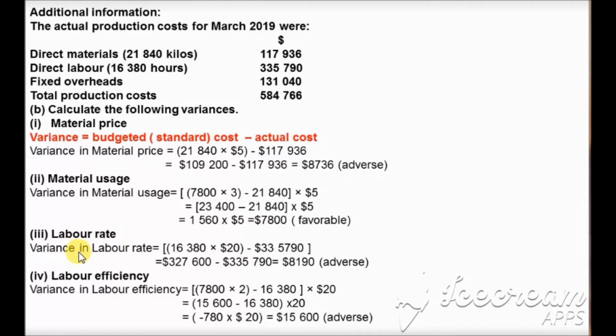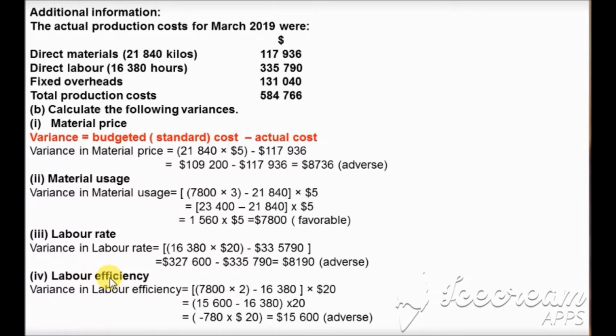Then labor rate. Variance in labor rate is calculated by taking the total direct labor hours, which is 16,380 hours, times the labor rate based on the standard or the budgeted cost, which was $20 per hour. So when we multiply this, we'll get $327,600, and when we subtract the actual direct labor cost, which is $335,790, we'll get negative $8,190. Again, this is an adverse variance, which means that the wage rate paid to the laborers was more when compared to what was estimated, and this will have a negative effect on the profit. Hence it is an adverse variance.